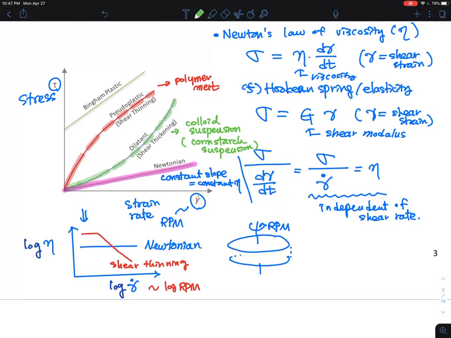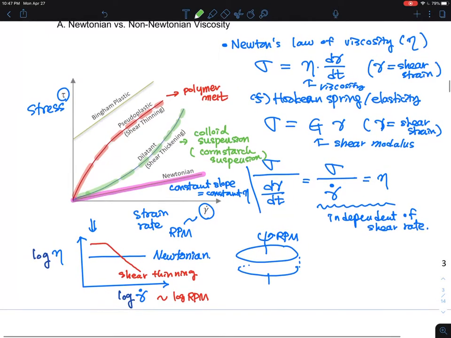So shear thickening happens in this way, and in most cases it is actually combined. Sometimes they have these regions of shear thinning, and then finally they go to shear thickening. Okay, so this region is shear thickening for the colloidal suspension.